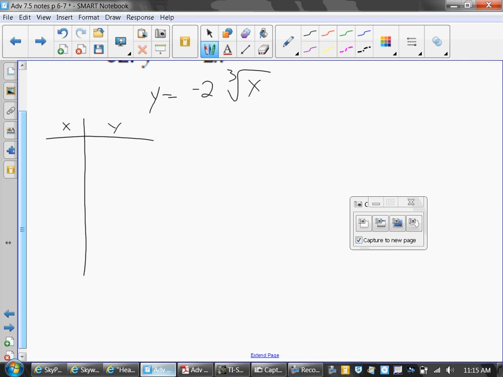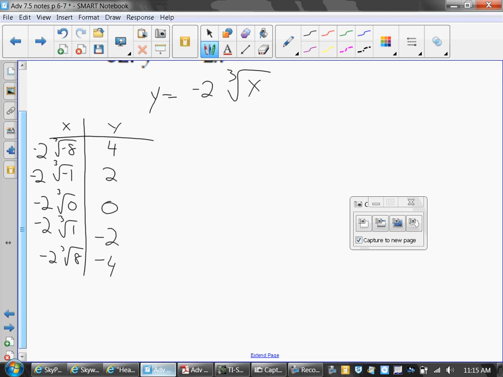And then when you're doing the cube root stuff, it's going to be negative 2 times the cube root of negative 8, negative 2 times the cube root of negative 1, negative 2 times the cube root of 0, negative 2 times the cube root of 1, negative 2 times the cube root of 8. That's how you're getting those values. So this would have been negative 2 times negative 2, which was 4. It should have been 4, 2, 0, negative 2, and negative 4 for the points then, I believe.